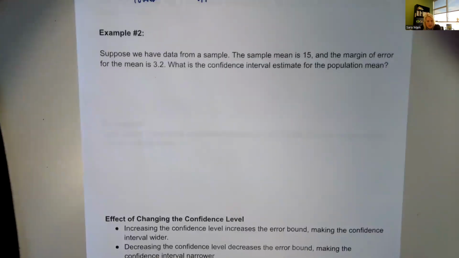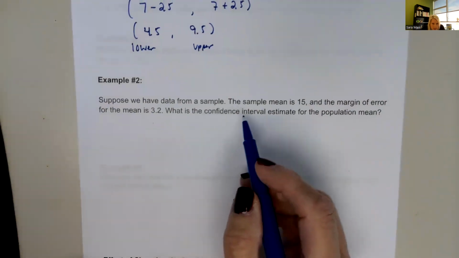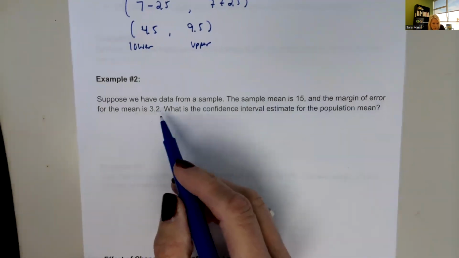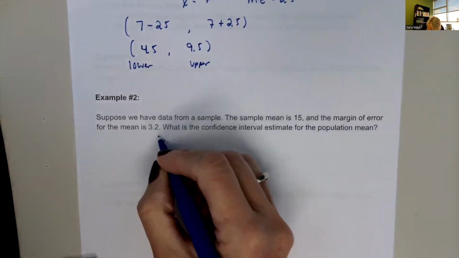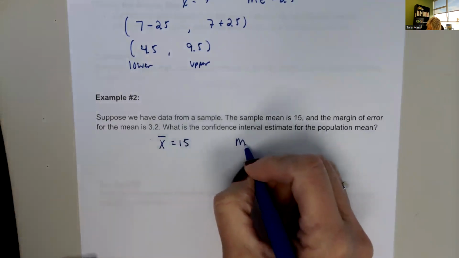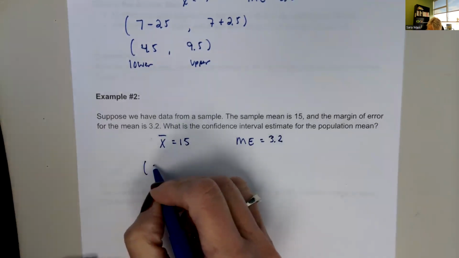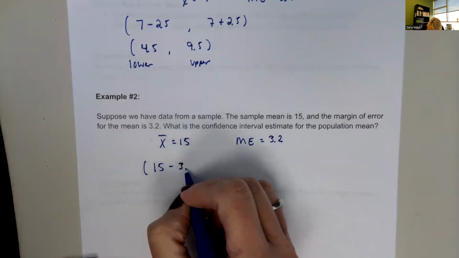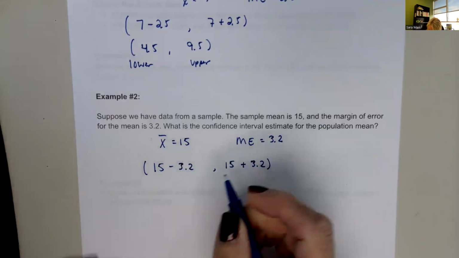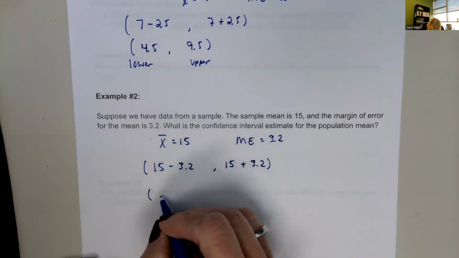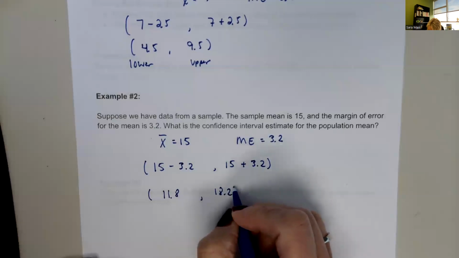Okay, let's look at example 2. Suppose we have data from a sample. The sample mean is 15 and the margin of error for the mean is 3.2. What is the confidence interval estimate for the population mean? So we're going to take 15 and subtract 3.2, and then we're going to take 15 and add 3.2. So my lower is going to be 11.8 and 18.2.